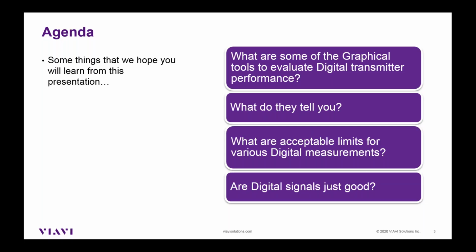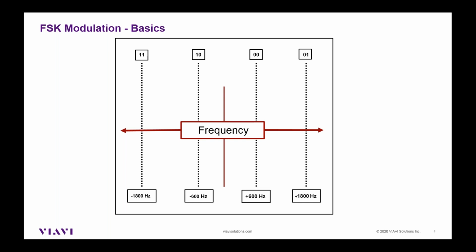So for our agenda today, some things that we hope you'll learn from the presentation: we're going to cover some of the graphical tools that you can use to evaluate digital transmitter performance. We'll talk about what those tools tell you, what the acceptable limits are for various digital measurements, and are digital signals just good? Before we get into those graphical tools, I find it's always better to make sure everybody has a fundamental understanding of how this signaling works with some of our digital technologies.